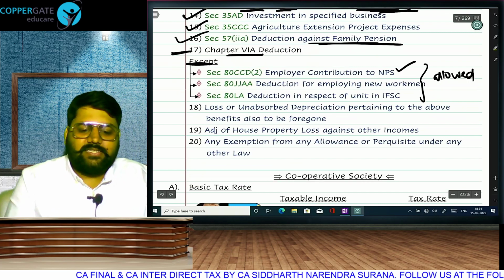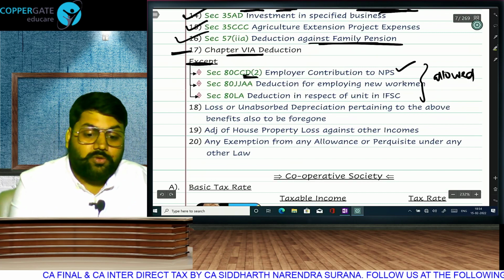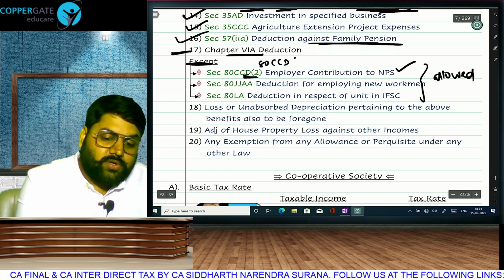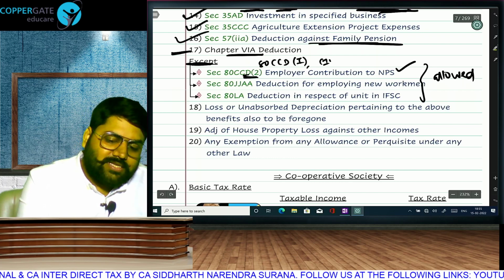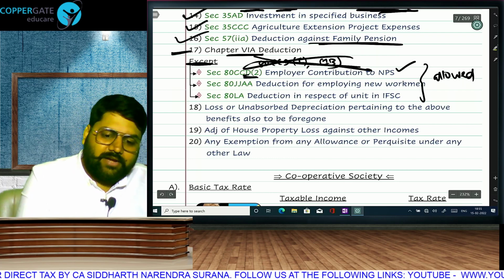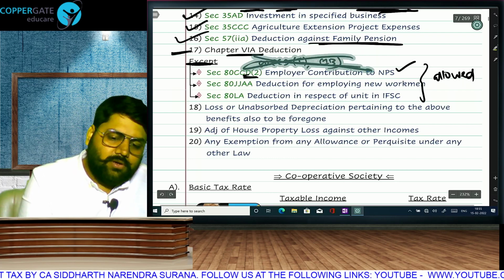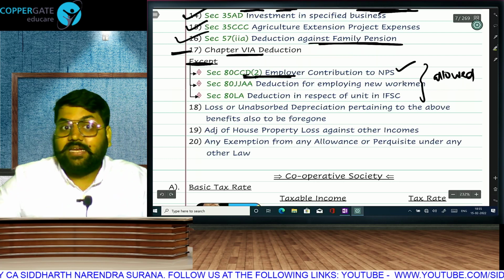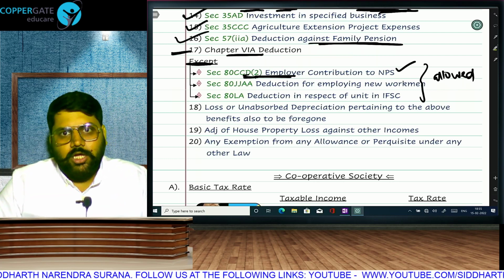1, 80CCD(2), only employer contribution. 80CCD also has subsection 1 and subsection 1B, which is on own contribution. That will not be allowed. Only which one will be allowed? Only employer contribution, because anyway it is first added to salary. So that will be allowed.